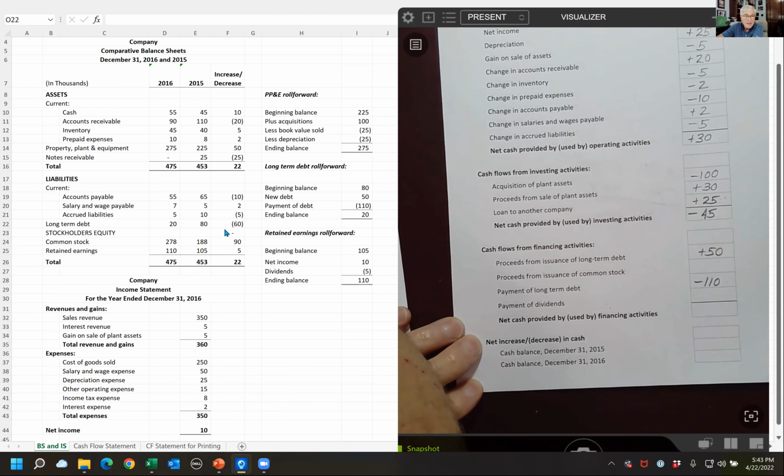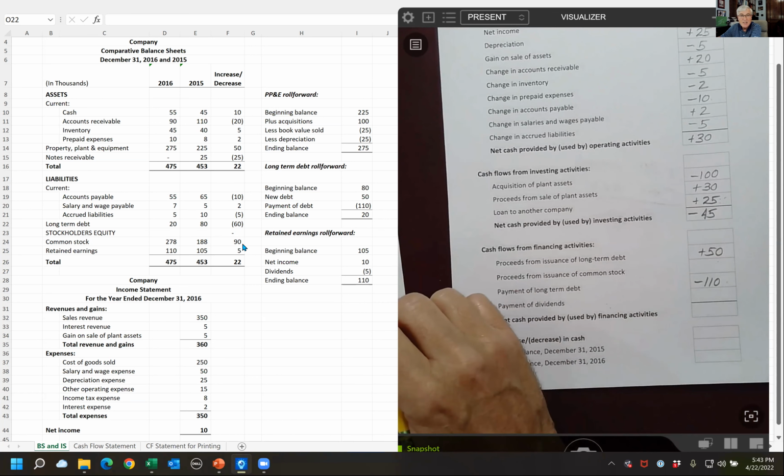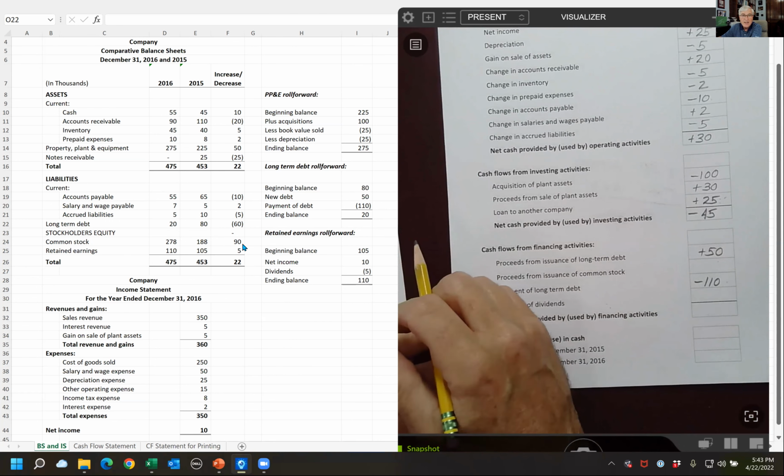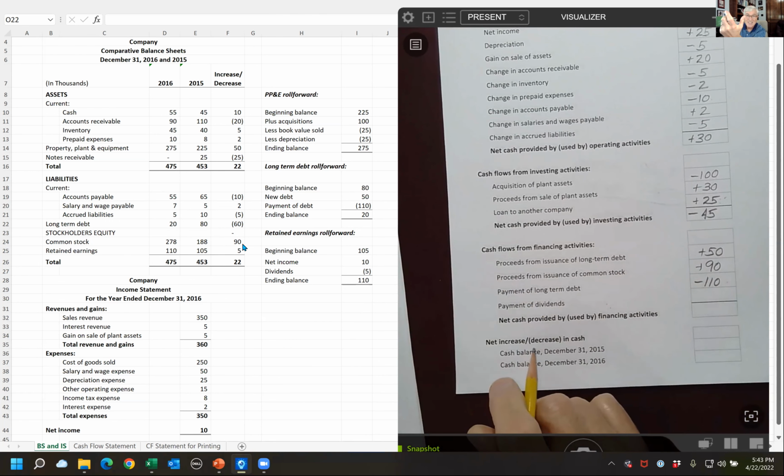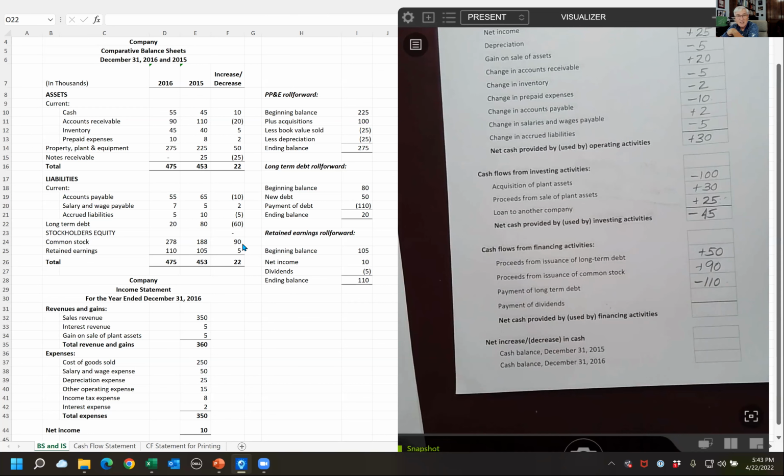Proceeds from common stock. Wow, we issued $90,000 of common stock. So our common stock account went up from 188 to 278. So that's a plus 90. Keep in mind, debit cash for 90,000, credit common stock. So common stock went up with that additional credit, and we received cash for that, plus 90.